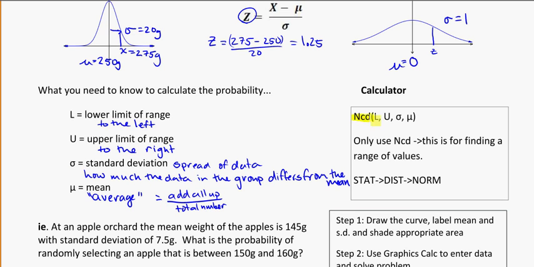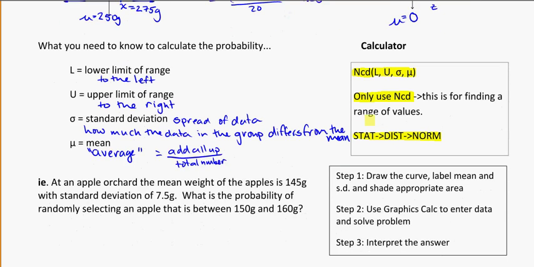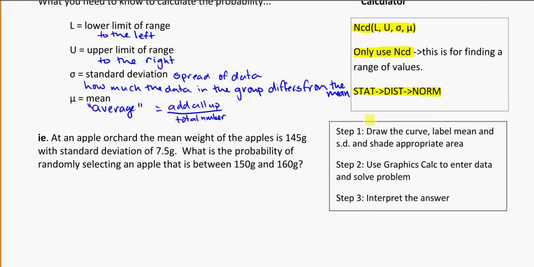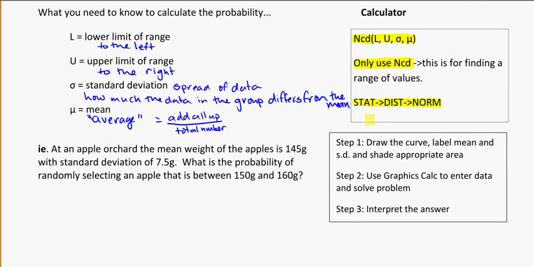One thing to keep in mind is that, like Poisson and binomial, your calculator will give you an NPD and an NCD. But I want you to only use the NCD value. So again, that's in stat, distributions, normal, and then it's always going to be NCD. So probably good if we take a look at an example of how these different values come in: the lower and upper limits, sigma, and mean.